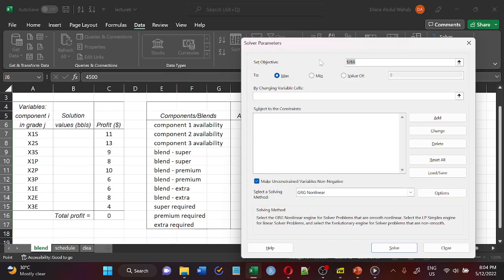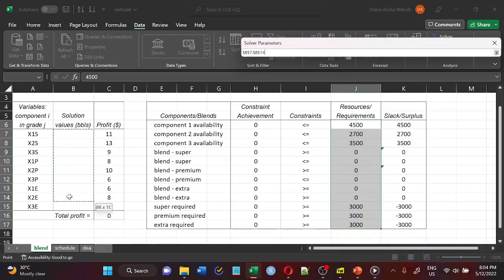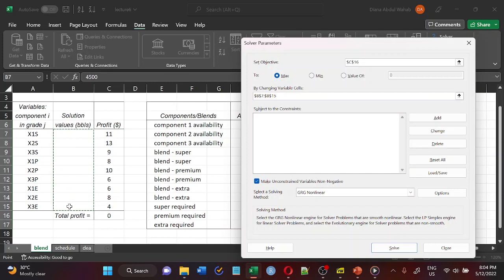Now let us try to solve these problems using Solver. We set the objective, which is the total profit here, and we set it to maximum by changing the variables here on column B, which is the solution. Then I want to change everything else. This one is Simplex, and this is the non-negativity. Now we want to add the constraints one by one.